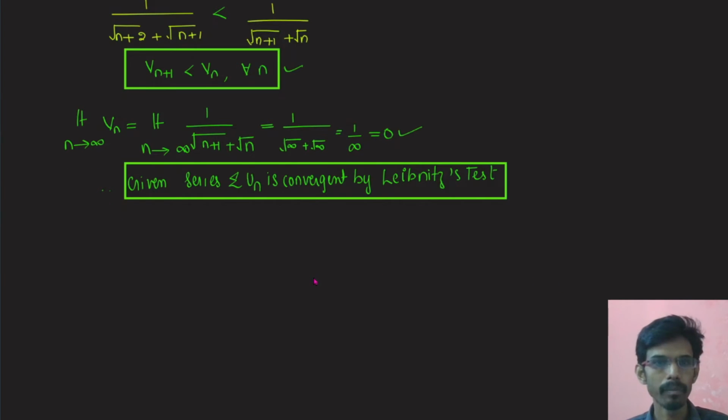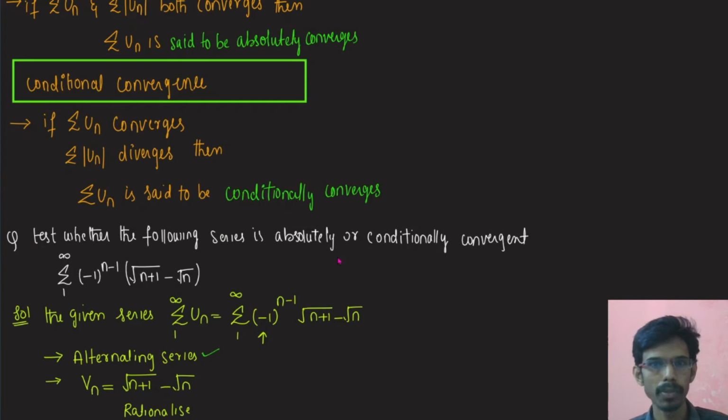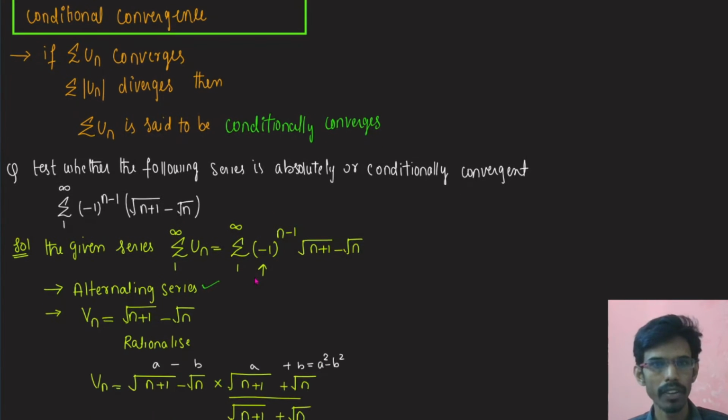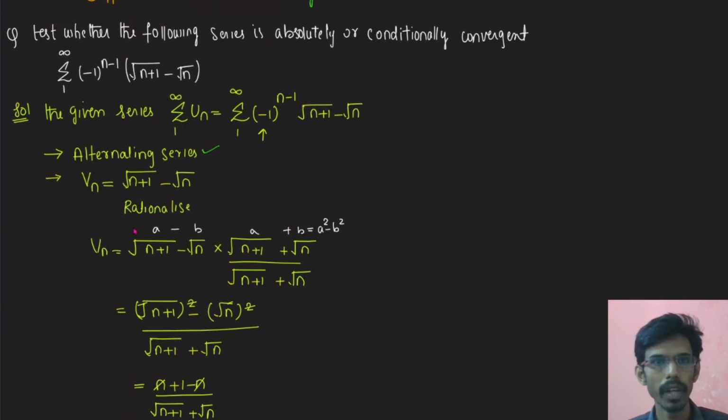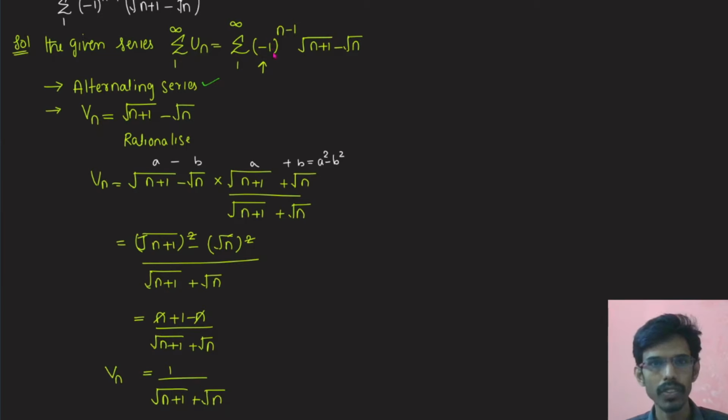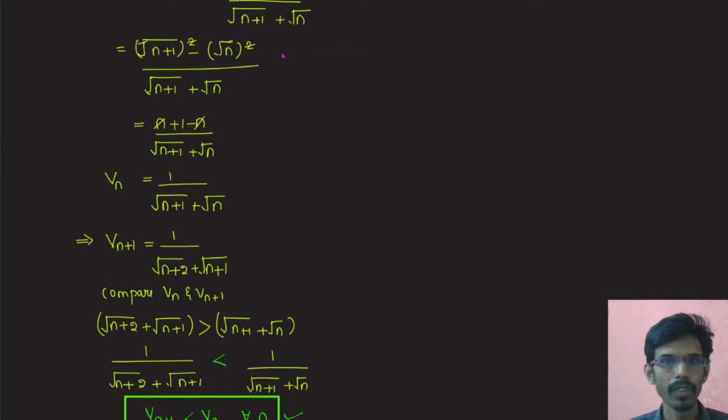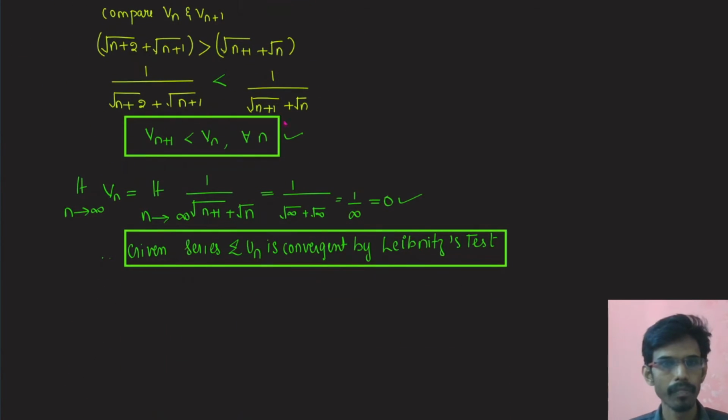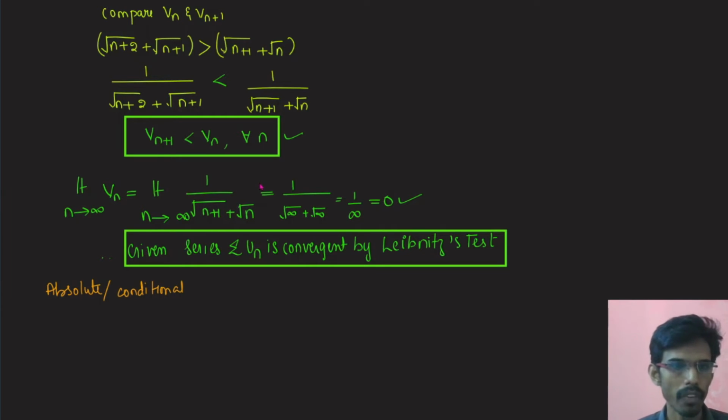Now we go for conditional convergence or absolute convergence. For that we take mod Un, means without this minus 1 power of n plus 1. So let us consider now absolute or conditional convergence we see. So for that we take mod Un, only positive signs of Un.